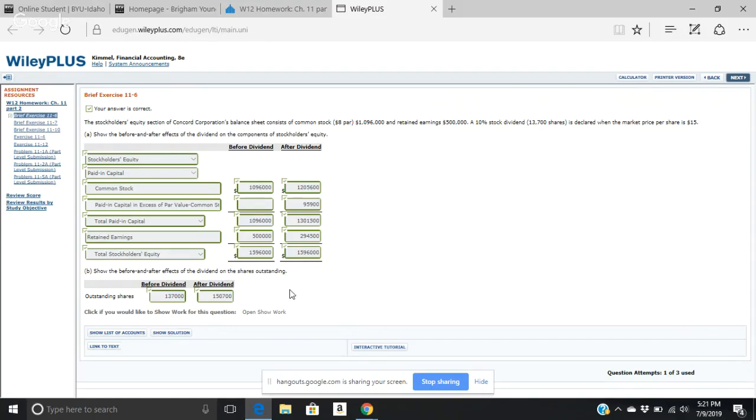Part B is really simple. To get the 137,000 right here, you can see that the shares were sold at $8 par, and that equated to the $1,096,000. So we simply divide the $1,096,000 by the 8, and that gives us 137,000. And to get the after, we simply add the 13,700 shares, and that gives us 150,700.